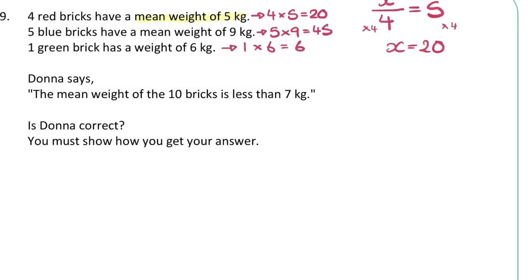It says here, Donna says the mean weight of the 10 bricks is less than 7. Is Donna correct? And you must show how you get your answer. Well, it's asking us now to work out the mean, isn't it? We've got 10 bricks, which is really nice, which means I'm going to have to divide by 10.